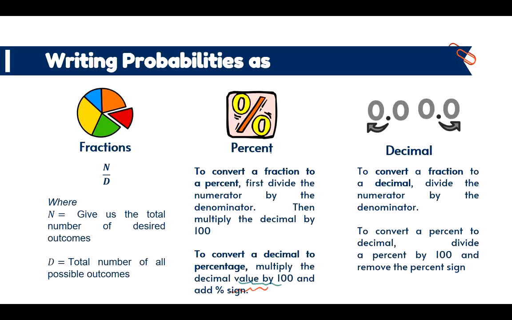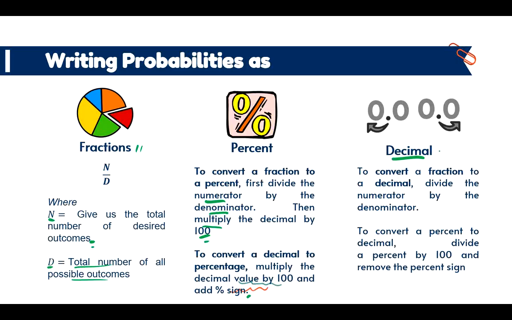Okay, so that's the first, review sa fractions. N over D, where N gives us the total desired outcome, or the favorable outcome. Letter D is the total number of all possible outcomes. Sa percent naman, if we are going to convert the fraction to percent, we're just going to divide the numerator and the denominator, then multiply it by 100 and put a percent sign. Same, if you're going to convert a decimal into percent, we multiply the decimal by 100 and put a percent sign.